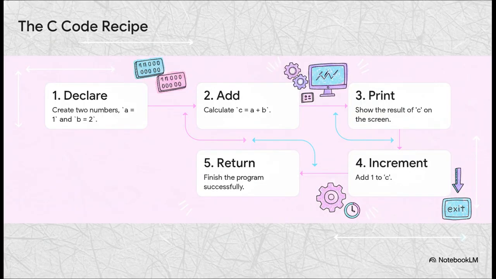So here it is. This is our entire recipe. First, we just create two numbers, 1 and 2. Easy enough. Then we add them together. After that, we print the result to the screen so we can see it. Then, just for fun, we add one more to the total. And finally, we just tell the computer, hey, we're done, and everything went great. That's it. 5 simple steps from beginning to end.